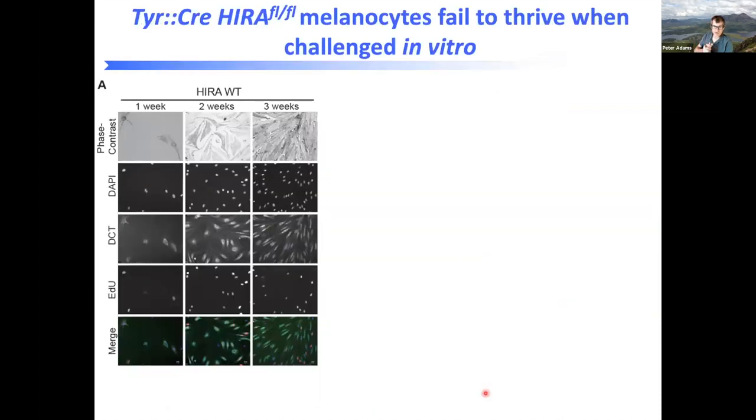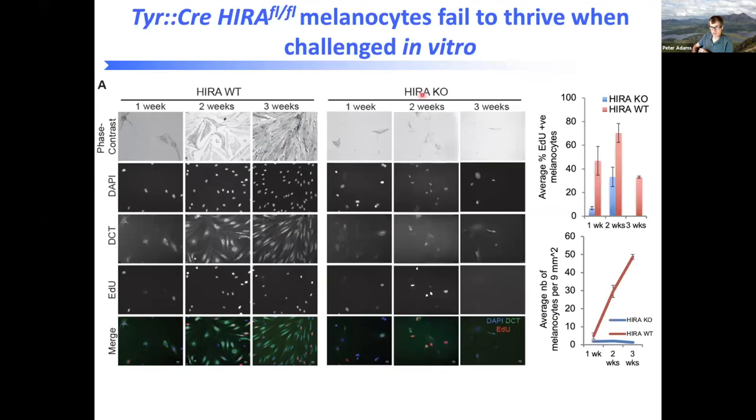What's more, when Farah tried to isolate these cells from newborn mice and then tried to expand them in culture, you can see that the wild type cells proliferate and expand just fine, and they generate these monolayers of pigmented DCT positive melanocytes. When she tried exactly the same protocol with the HIRA knockout, these cells don't proliferate to generate pigmented cells. So these knockout melanoblasts have a marked defect in proliferation in vitro.